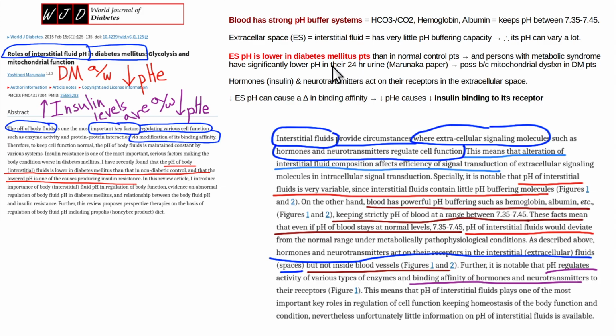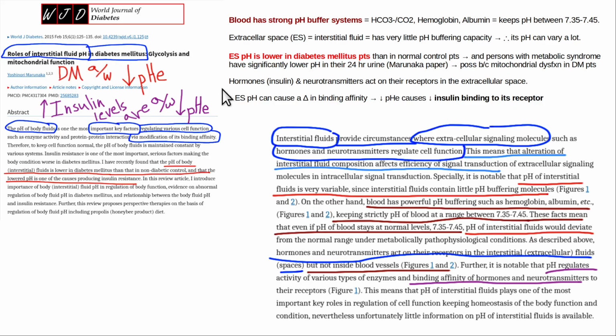Okay, and the extracellular space in diabetics has a much lower pH than in normal control patients. They've also seen, if you take metabolic syndrome patients, sort of like prediabetes, diabetes, and you check their urine pH, they will also have a low pH because they're excreting more protons. This author's name is Maronaka, and this is a great paper, by the way. Role of interstitial fluid pH in diabetes.